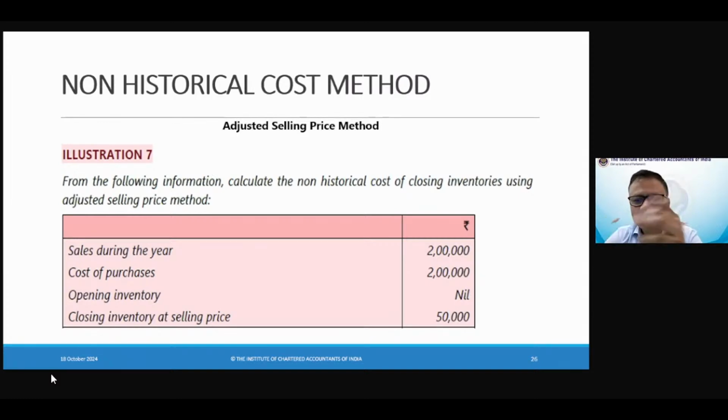This is the sales during the year. This is the purchases you have done. When you're working in a company, we know how much sales have been done. We know how much is purchased. Opening inventories, nothing is there. And I have to find the historical cost of closing inventories, and I use the adjusted selling price method. So how will I get it?